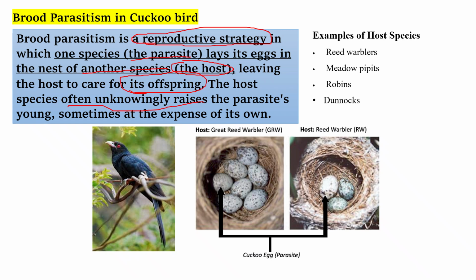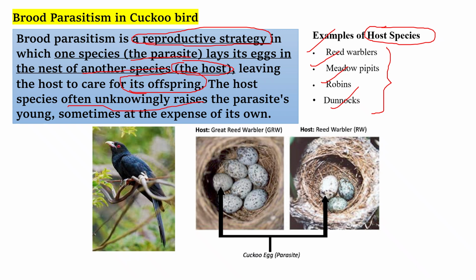Now, generally, the host species which are commonly used, preferred by cuckoo bird to lay her eggs are reed warblers, meadow pipits, robins, dunnocks. These are some commonly occurring host species which are used by the cuckoo bird. The cuckoo prefers these birds' nests to lay her eggs.